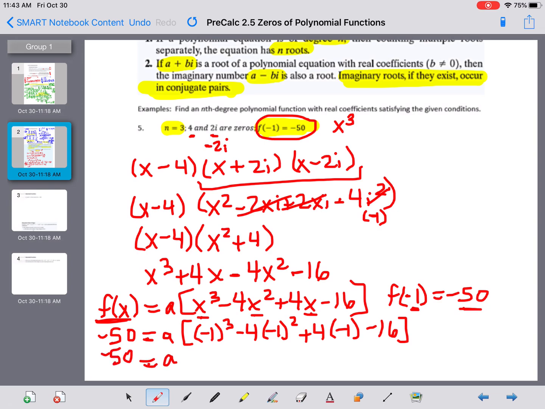So time to do some math here. Negative 1 cubed is negative 1. Negative 1 squared is positive 1 times negative 4 is still negative 4. 4 times negative 1 is negative 4. Negative 16 is negative 16, obviously, or minus 16. So when I do the math there, negative 1 minus 4 is negative 5, minus 4 is negative 9, minus 16 is negative 25. So I get A times negative 25 equals negative 50. Well, to solve for A, I'm going to divide, obviously, by negative 25.